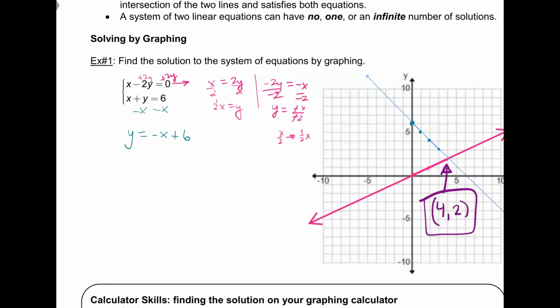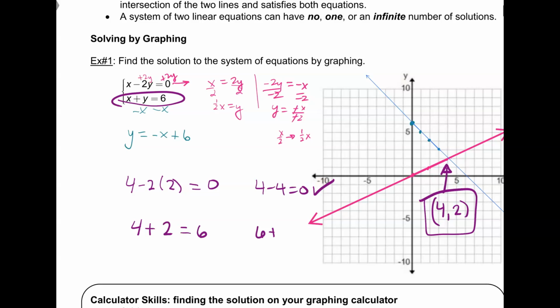So I'm just going to show you this. I'm only going to do it once. 4 minus 2, well, the y was 2, equals 0. So that's just 4 minus 4 equals 0. So that's true. I'm literally plugging them into the equation. 4 plus 2 equals 6. 6 equals 6. That's true.